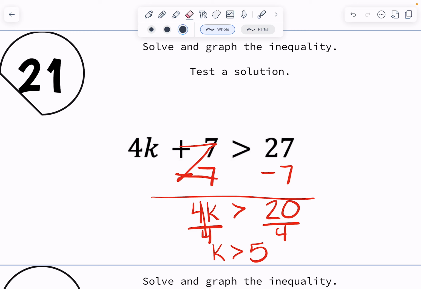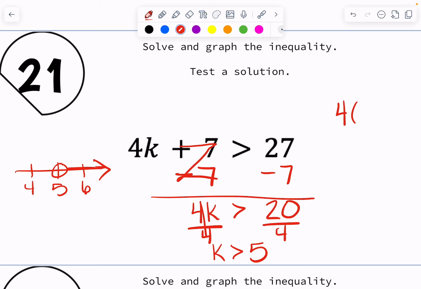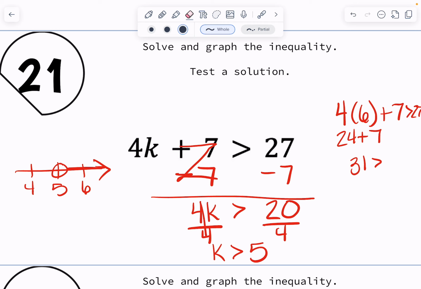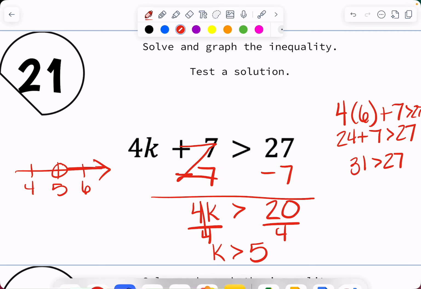This would be an open circle at 5, arrow to the right. And again, I should be able to plug in any number to the right of 5 that's greater than 5, and my inequality should be true. So let's just go ahead and try 6. So 4 times 6 plus 7 should be greater than 27. 4 times 6 is 24, plus 7 is going to be 31. 31 is greater than 27. So this checks out.